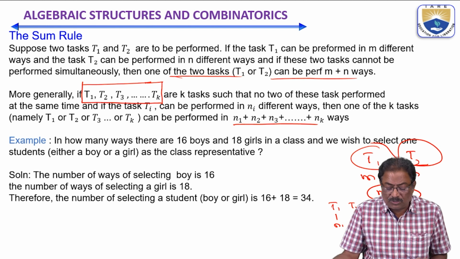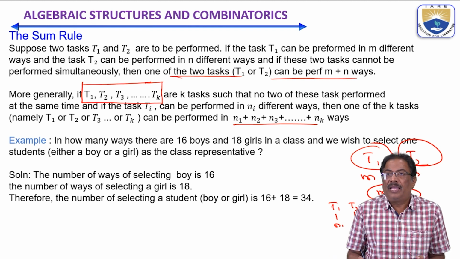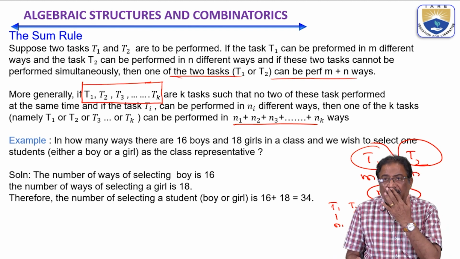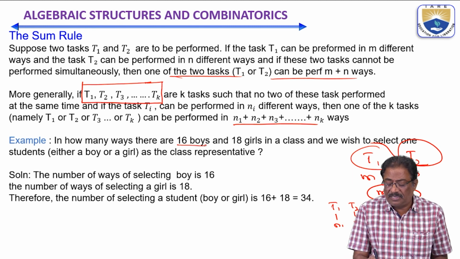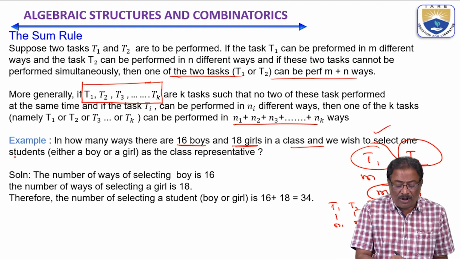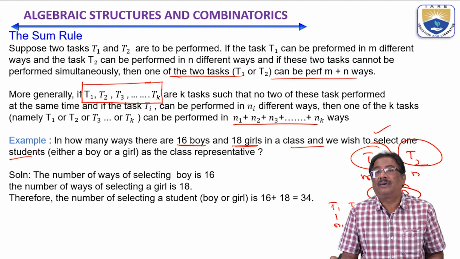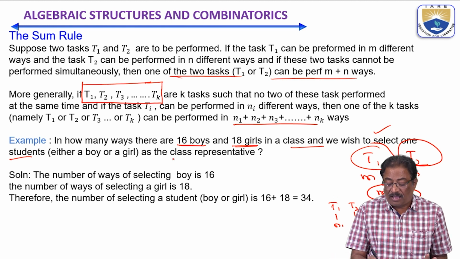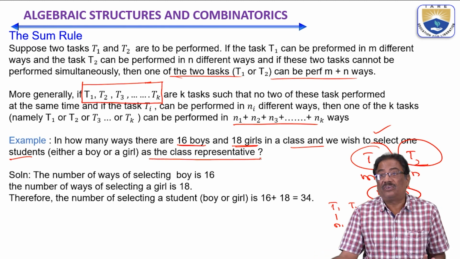Suppose we consider one example: there are 16 boys and 18 girls in a classroom, and we wish to select one student, either a boy or a girl, as a class representative. In how many ways can this be done?